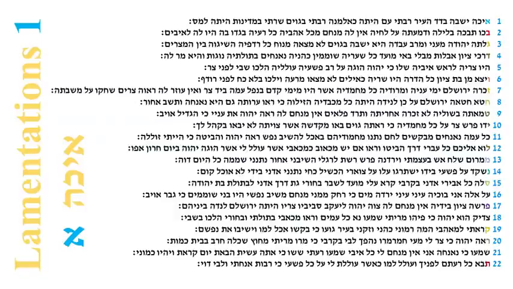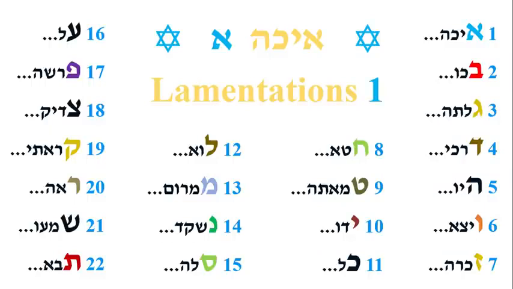Okay, look in Lamentations 1. Here it is, small, hard to see. Here it is bigger. I put the first word of every verse. There are 22 verses. There are 22 letters in the Hebrew. And notice each verse begins with a different letter of the Hebrew alphabet. It's an acrostic, and they're in alphabetical order.